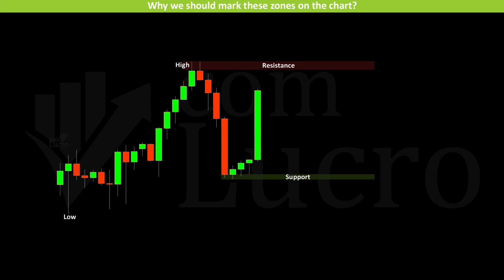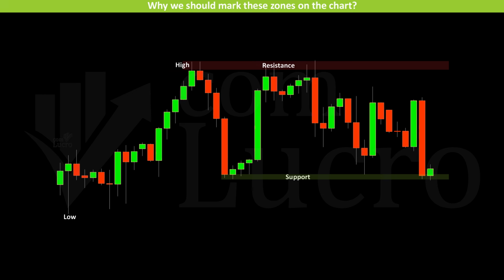Next, let's discuss why we should mark these zones on the chart. Here are three crucial reasons. First, levels where the price has previously reacted are likely to be rejected again, so we observe these levels closely for potential rejection. This helps set profit targets, especially if they are key levels on higher time frames, as even minor reactions here can lead to major reversals in lower time frames.